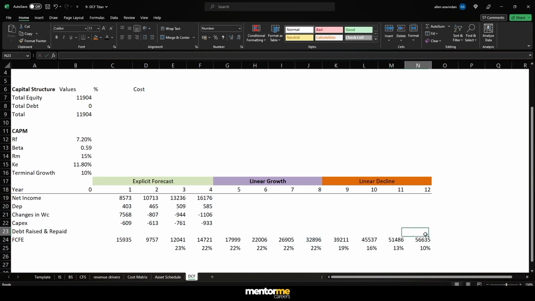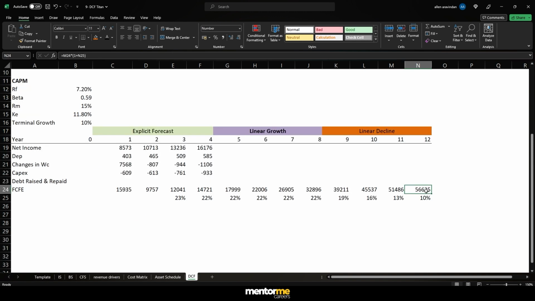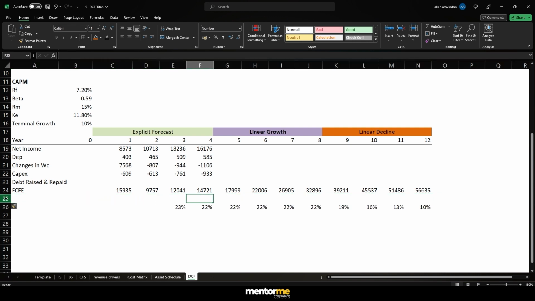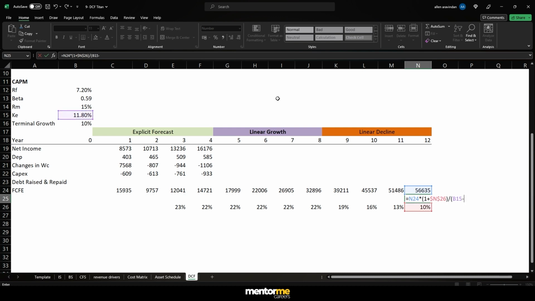Beyond year 12, the free cash flow will remain constant at 56,635. But again, the company does not stop here. The company also goes beyond this, so what value are we going to assign for the going concern? That is where the Gordon growth value comes in. So now we will find out the terminal value. The terminal value formula, as you might know, is the last year's cash flow times 1 plus terminal growth rate, divided by cost of equity minus the terminal growth rate. That gives us the going concern value.